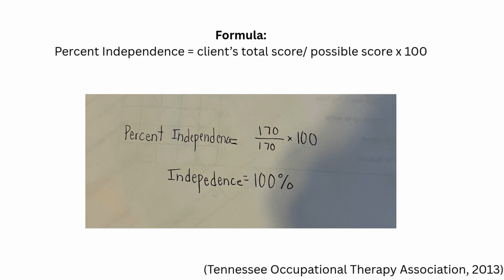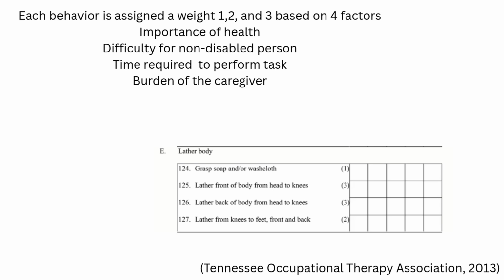There are some sex-linked behaviors; however, you just put NA and the client receives the points. Each behavior is assigned a weight of 1, 2, or 3, based on 4 different factors: the importance of health, the difficulty for a non-disabled person, the time required to perform tasks, and the burden on the caregiver. These weights are seen right on the same line as the behavior, right before the boxes. These weights will help the therapist come up with intervention plans to help the client become more independent.